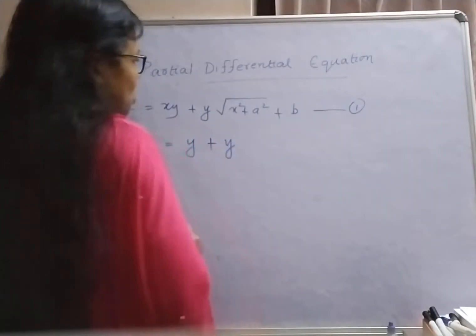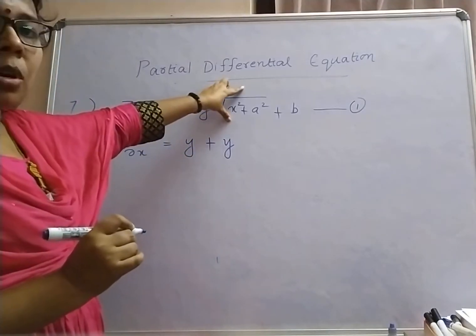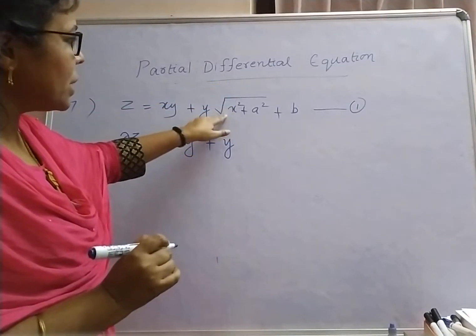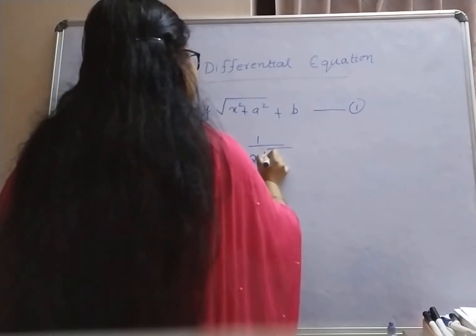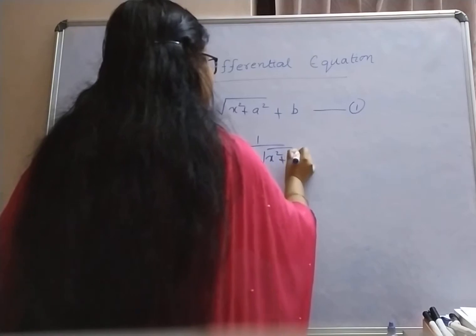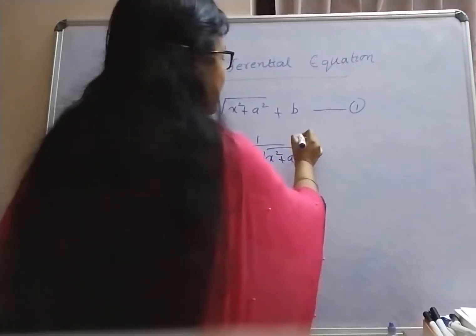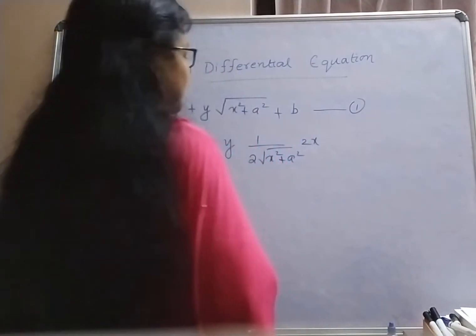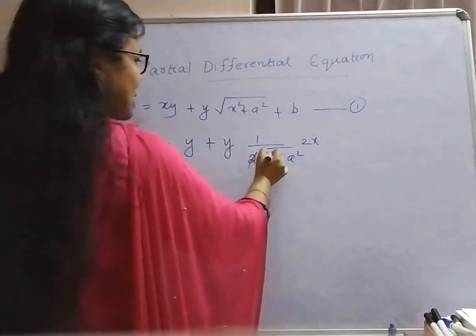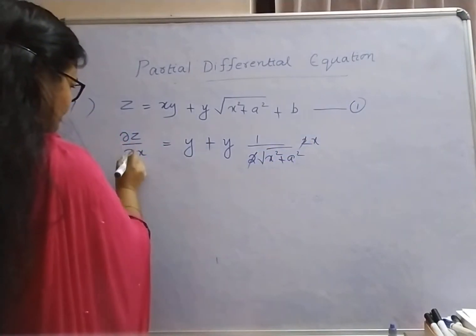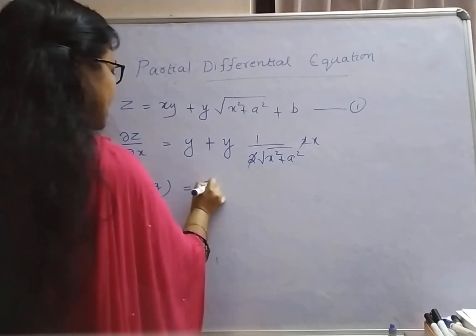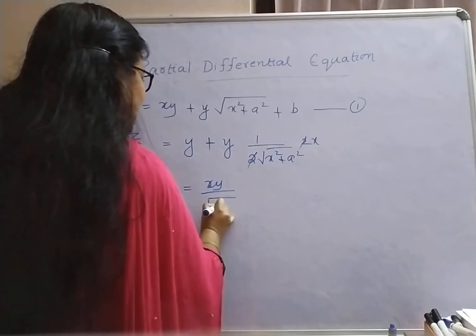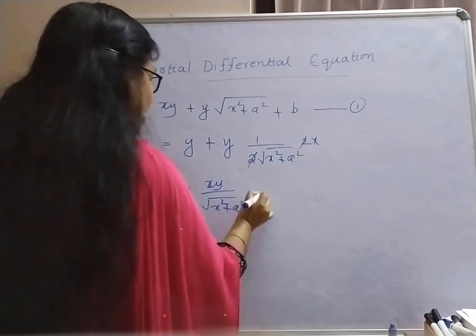What about the partial derivative of root x square plus a square? It is 1 by 2 root x square plus a square into, for x square, it is 2x. This 2 will be cancelled. This is p. So p minus y equal to xy by root x square plus a square.